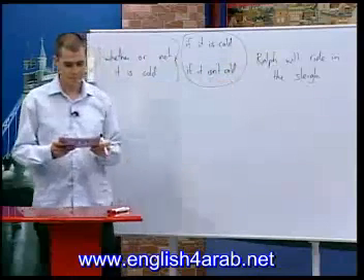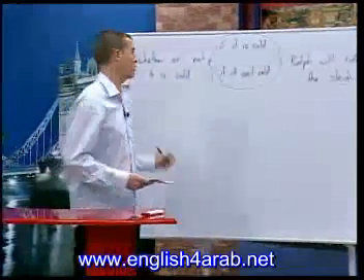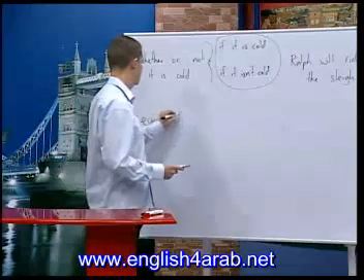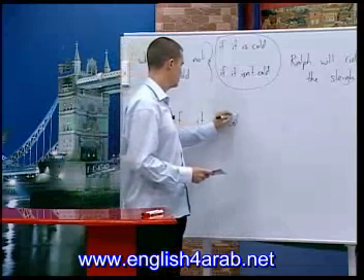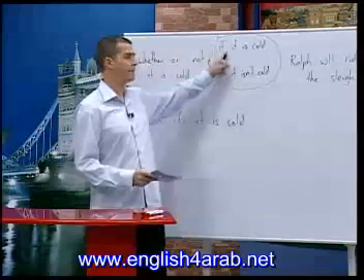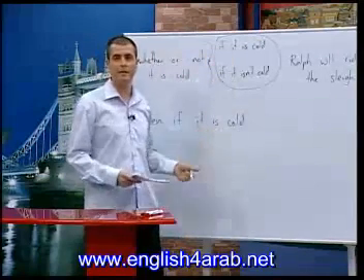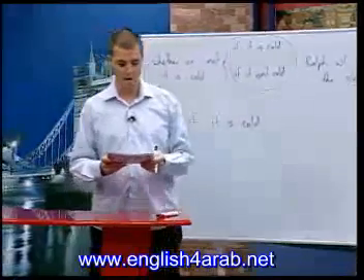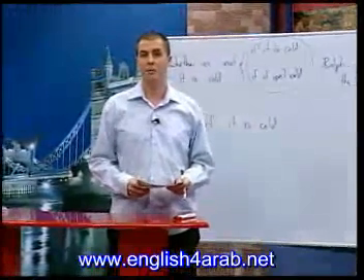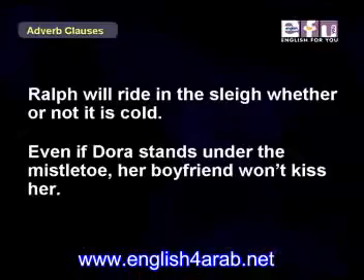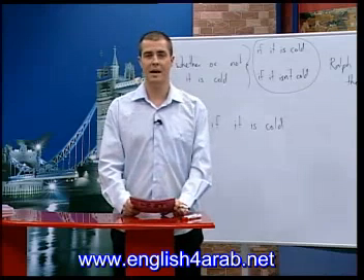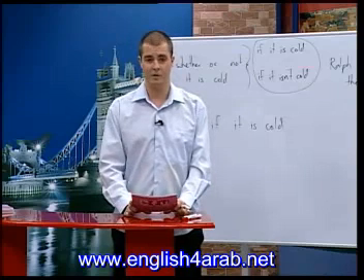It doesn't matter. Even if is close to whether or not. Even if is similar, but only one condition. Even if it is cold. Just one idea. Here we have if it is or if it isn't. Here, just one idea, if it is. But it's similar to whether or not. It means the result will not change. Ralph will still do the same thing he did before. Okay, in the second sentence, Dora's boyfriend won't kiss her anywhere. Not under the mistletoe or anywhere else. It doesn't matter if she is standing under the mistletoe, Dora's boyfriend will not kiss her.